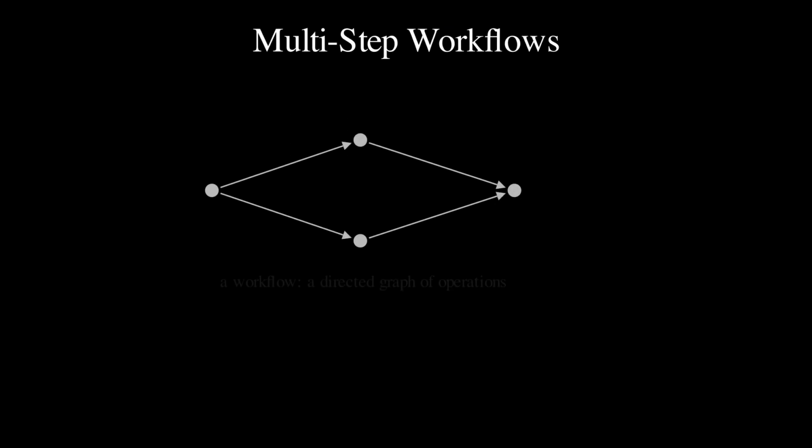Start with the shape of a workflow. A workflow is a directed graph of operations. Some steps depend on the outputs of others. Some can run in parallel. The orchestrator's job is to schedule them correctly and collect their results.